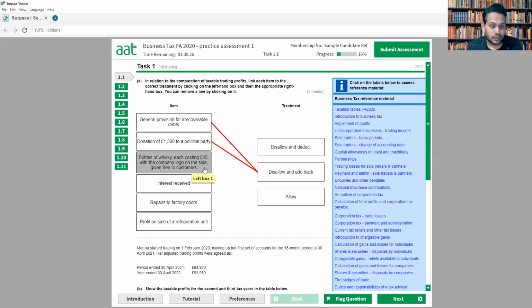Then we have a bottle of whiskey costing 45 with the company logo on the side, given free to a customer. This is basically customer entertainment, so you cannot do that. Any sort of customer entertainment is disallowable, and you have to add it back. If you give anything to a customer and entertain your customer, it is not allowable expenditure for tax purposes.